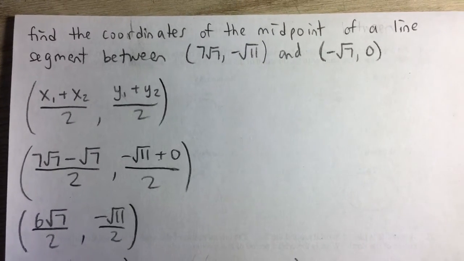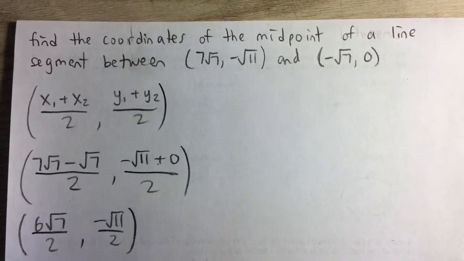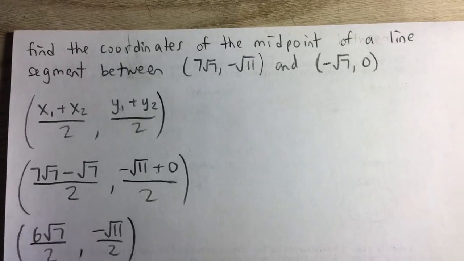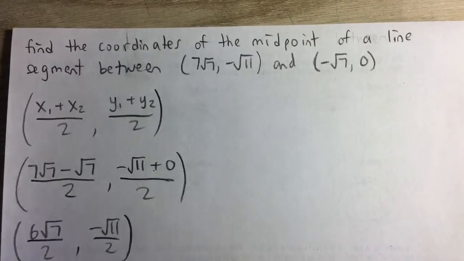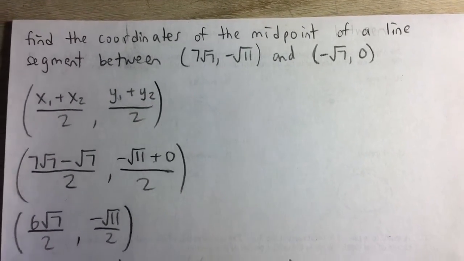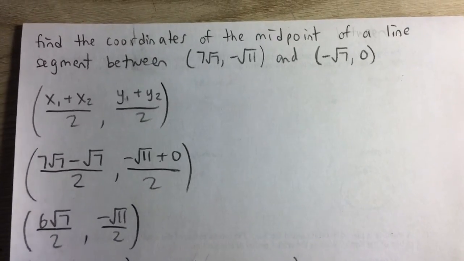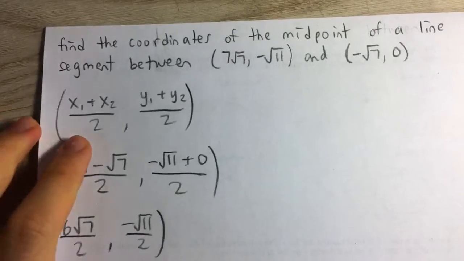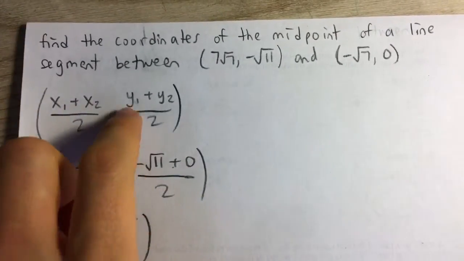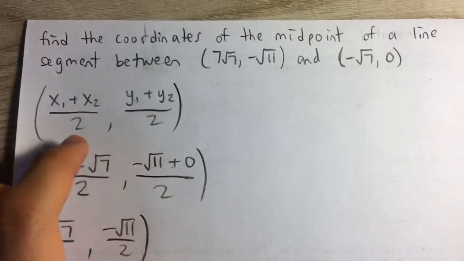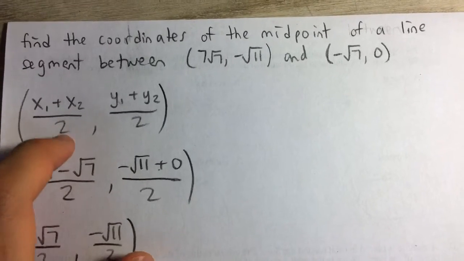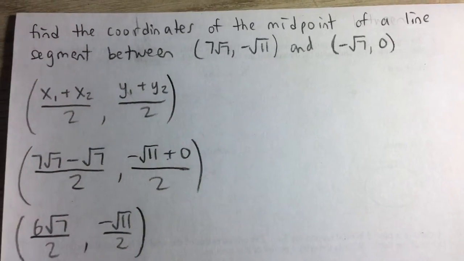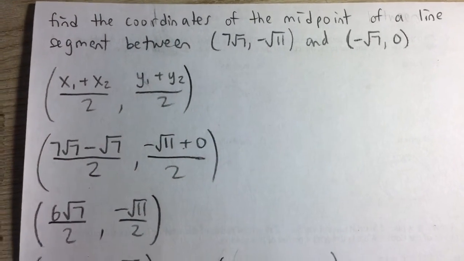Find the coordinates of the midpoint of a line segment between 7 root 7, negative root 11, and negative root 7, 0. And so the midpoint between two points is the average of their x-coordinates and the average of their y-coordinates, meaning you add the two x-coordinates together, divide by 2, add the two y-coordinates together, divide by 2.